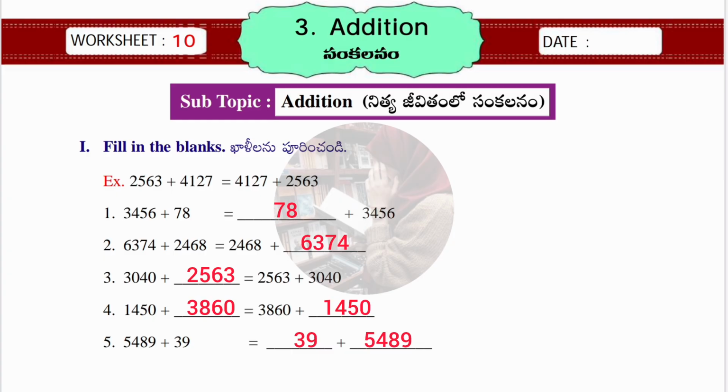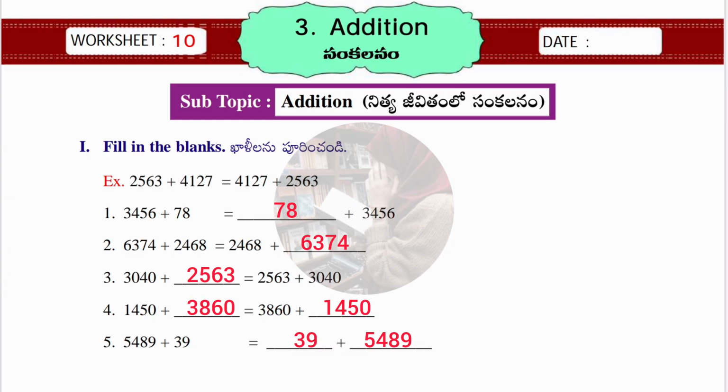Okay, next, the third one. 3040 plus dash is equal to 2563 plus 3040. So the answer will be 2563 itself. Next, the fourth one. 1450 plus dash is equal to 3860 plus 1450. Okay, last one. 5489 plus 39 is equal to, of course, 39 plus 5489. I hope guys you all understood this additive property.